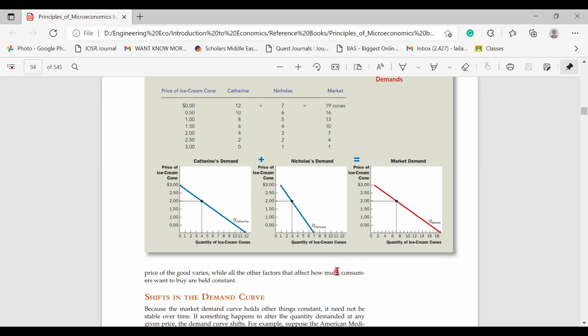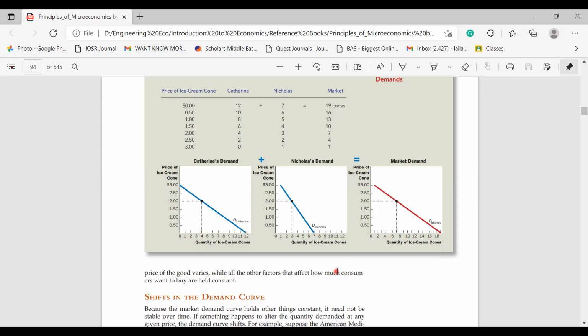Actually, the market demand curve can be calculated when we add up all people's demand curves, or all people's demand. Like if I want to find out, suppose, our demand for pencils from my class.